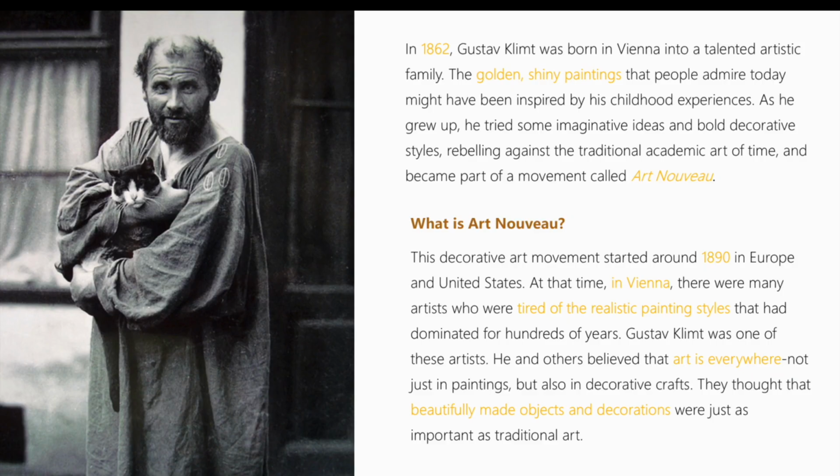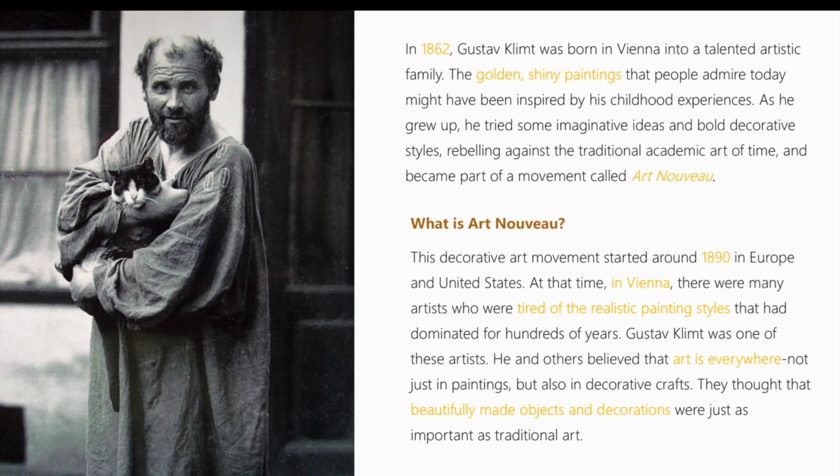In 1862, Gustav Klimt was born in Vienna into a talented artistic family. The golden, shiny paintings that people admire today might have been inspired by his childhood experiences. As he grew up, he tried some imaginative ideas and bold, decorative styles, rebelling against the traditional academic art of the time, and became a part of a movement called Art Nouveau.